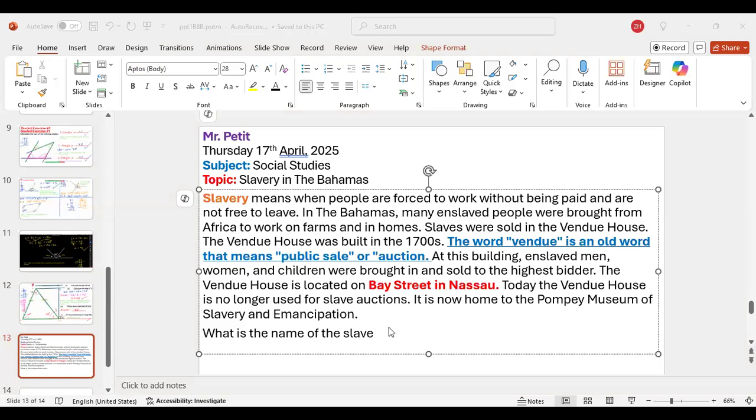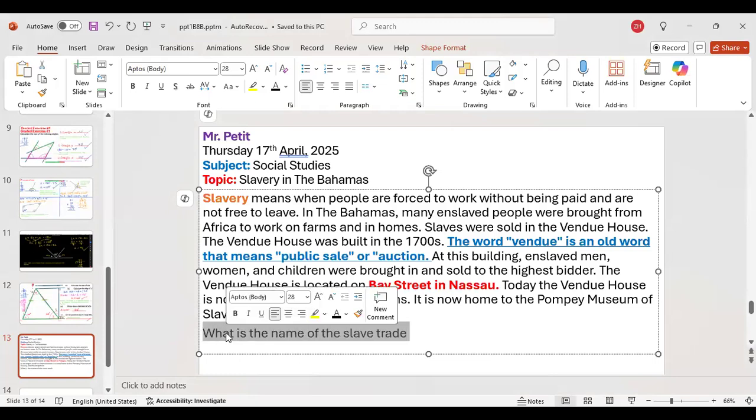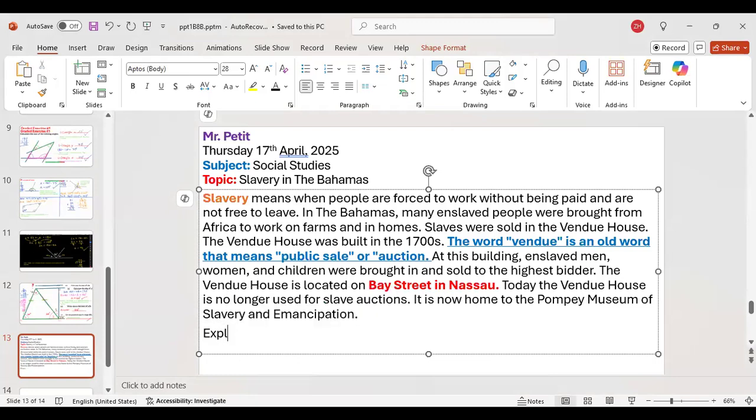Javon, your mic is open. Let me say, explain the slave trade. Did this trash can fall down?